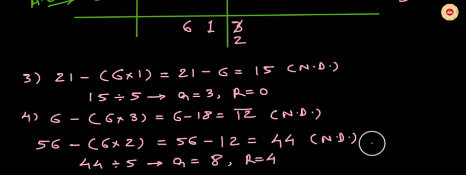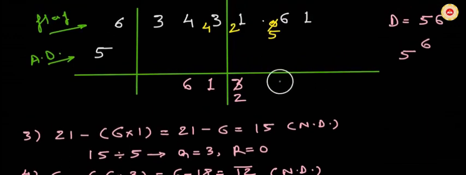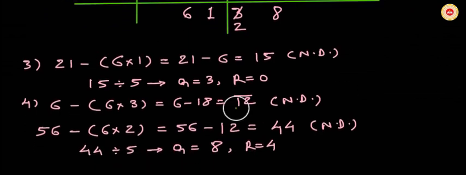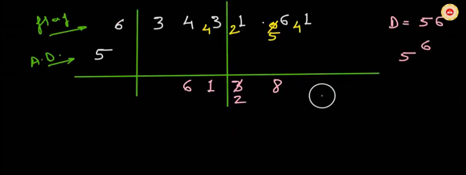Write quotient 8 and write remainder 4 as a prefix to next digit in the dividend, which is 1. Now read this as 41. This 41 is new gross dividend. So friends, please pause video and write these two steps. Okay, see, step number 5.